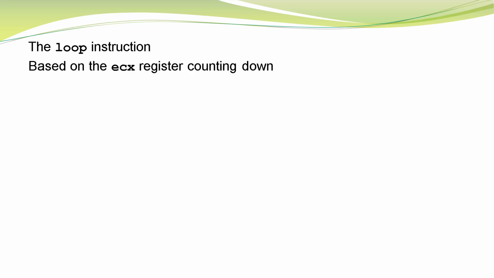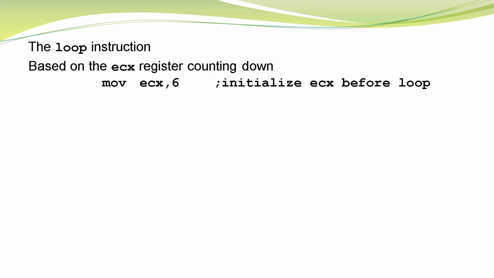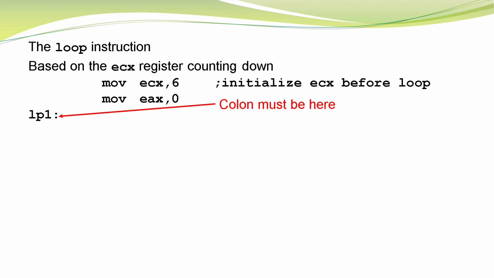The whole loop instruction is based on using the ECX register as a counter. So if I want the loop to execute 6 times, I've got to put a 6 into the ECX register, and that's got to be done before the loop. I'm just moving a value into EAX, and I put a label out here again. Again, there's nothing special about the name of the label. You want them to be kind of explanatory. And again, the colon has to be there because it's in the code section.